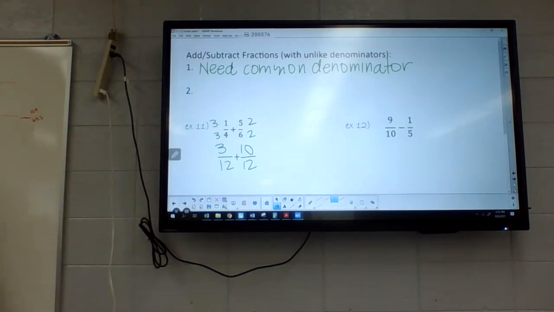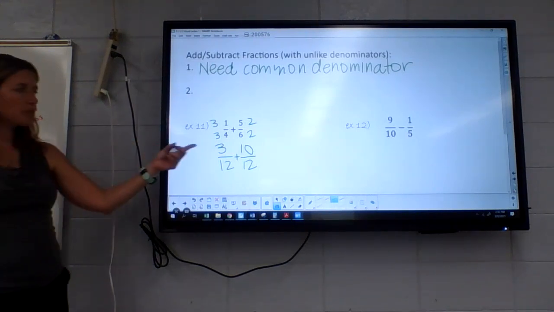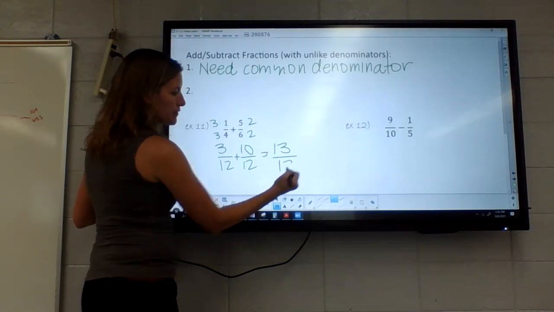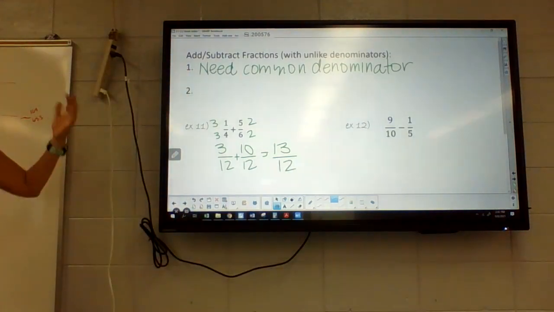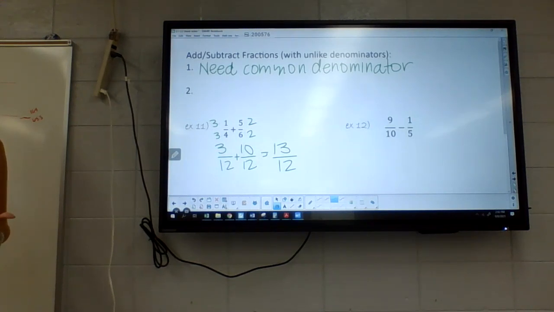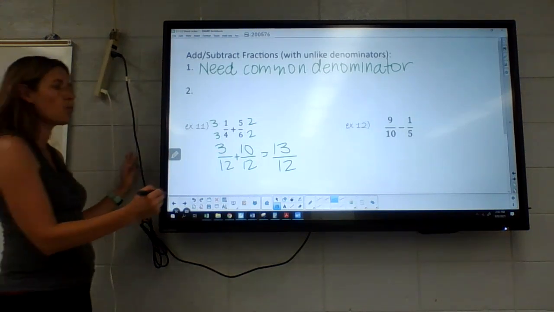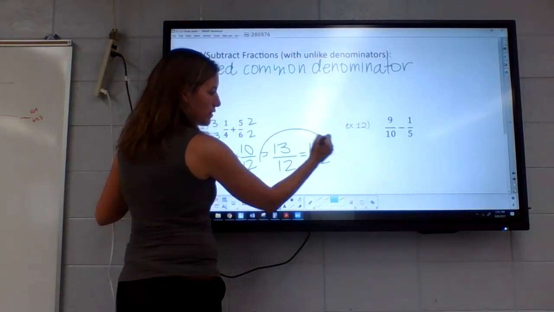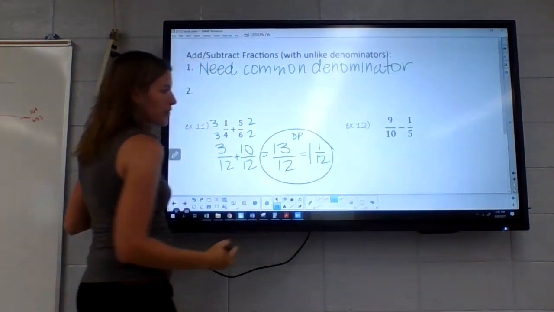So 10 twelfths. All right, so now we're going to add the tops. So 3 and 10 would be 13, and then 12. So this is what we have to do by hand. Now, if you're doing this in your calculator, it probably calls this 1 and 1/12. Either answer is fine with me.